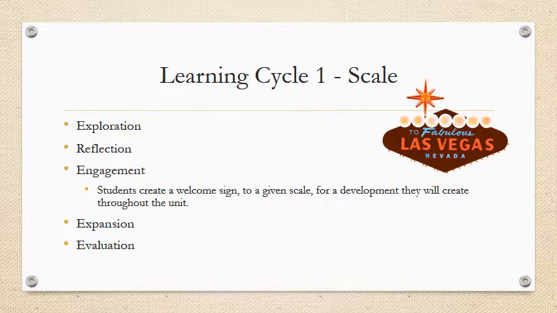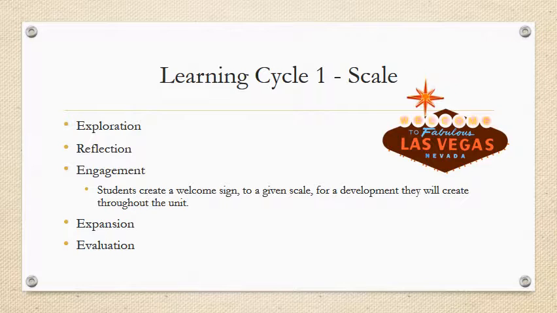Students then take that reflection and that understanding of scale and orthographic drawing, and they get to create something in the engagement section. The construction unit is based on a final project that all of the learning cycles, or lessons, build to. And the final project is a full development plan with commercial and government buildings, and then single-family homes and multi-family homes. They have to plan the roads, the whole nine yards.